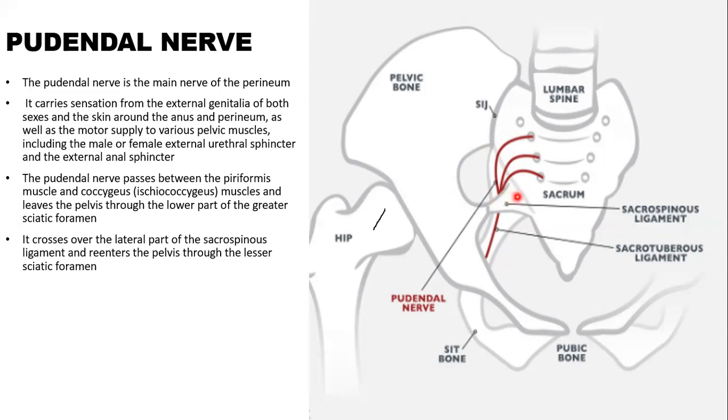Then from there, it enters the pelvis through the lesser sciatic foramen. So that is the greater sciatic foramen, that is the lesser sciatic foramen. So it's going to leave the pelvis and it's going to come back to the pelvis. Okay, so that is the pudendal nerve. So take note of the things it's supplying. Basically, it's supplying the male and female genitalia. Okay.